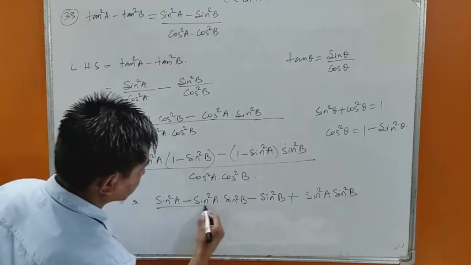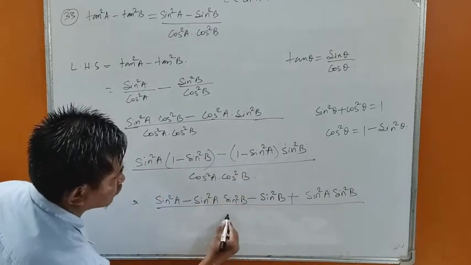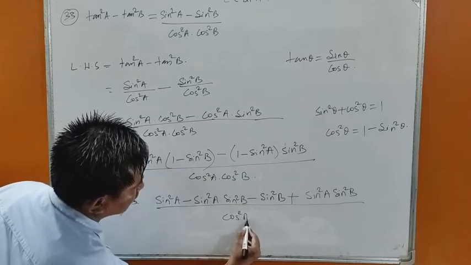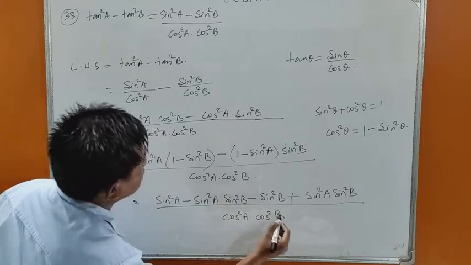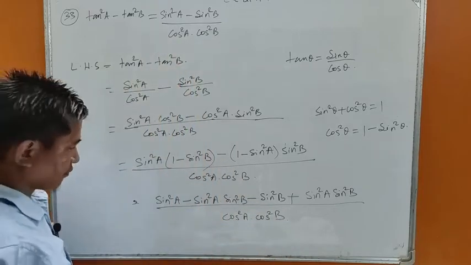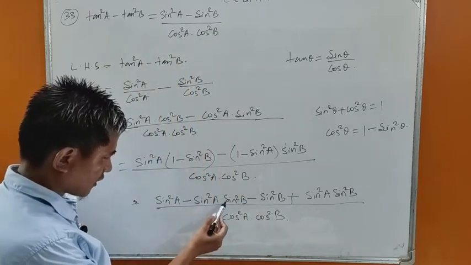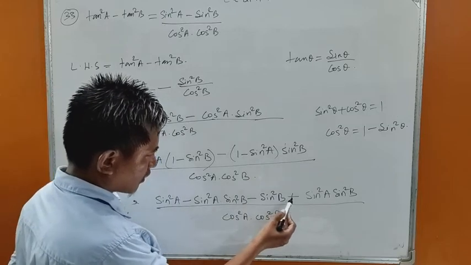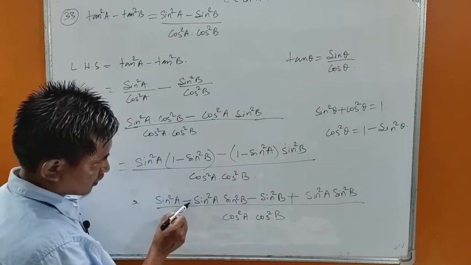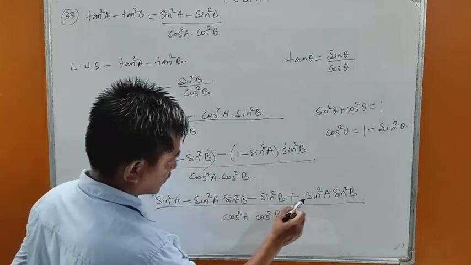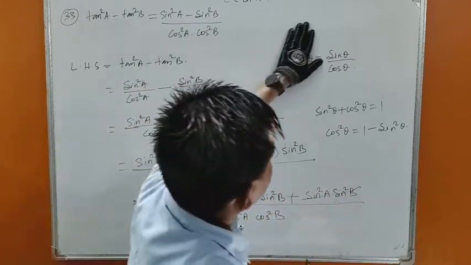So in the denominator we have cos square a dot cos square b. We should not change this denominator. So this is minus sin square a dot sin square b. Here we have plus sin square a dot sin square b. Same number, opposite sign, isn't it? So let's cancel this out, this and this. So let me continue here.